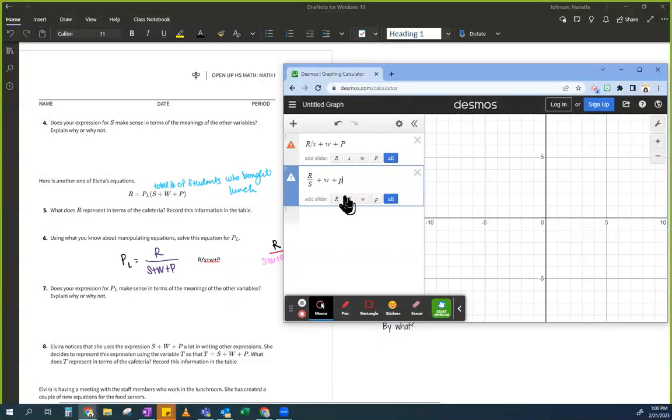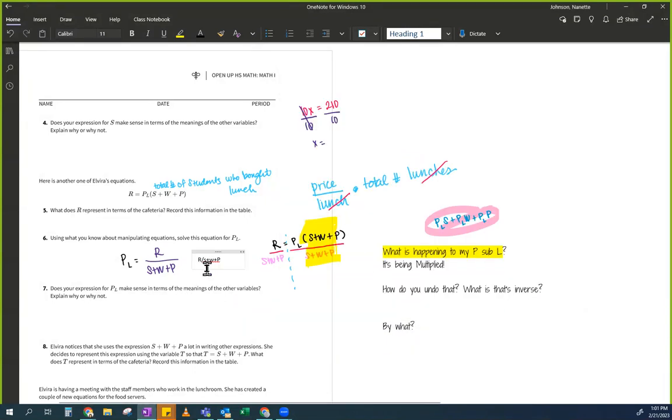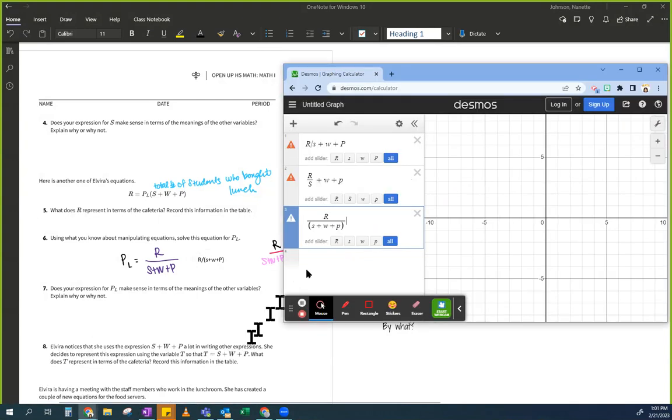Yeah, this is no. I really wanted it to say this. R divided by, and then I'm going to put a parenthesis here. S plus W plus P. By putting a parenthesis there, even if I put it here, does everybody see how clear it is? This one's not as clear, but does everyone see how clear it is here who is the numerator and who is the denominator? Does everyone see how clear it is here?